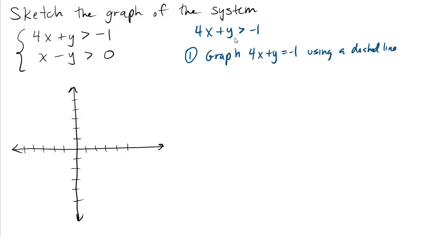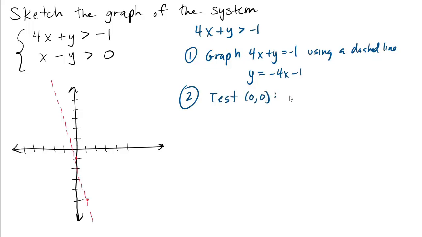You can guess some points that will work, or you can just solve this for y. This is y equals negative 4x minus 1. So 0, negative 1, and then a slope of negative 4, I'd move down 4 and over 1. And I'm going to draw a dashed line through those 2 points. Now I'm going to test a point, and what am I going to pick? You know I'm picking 0, 0.